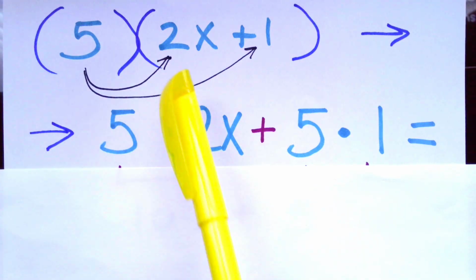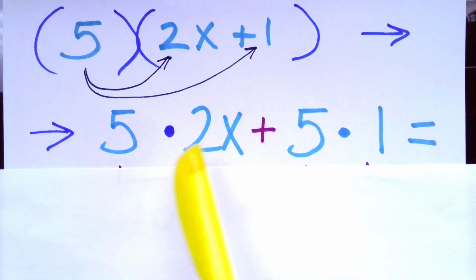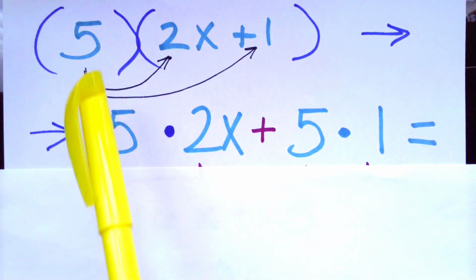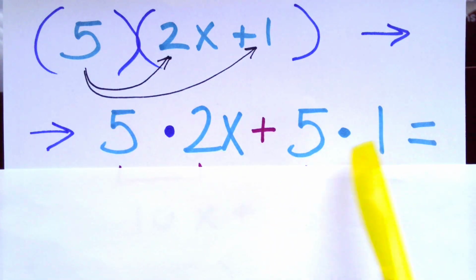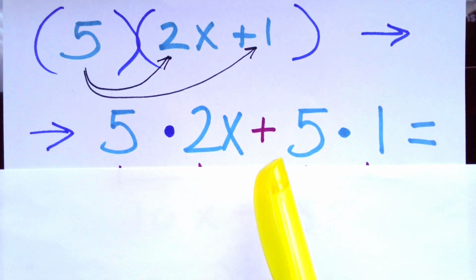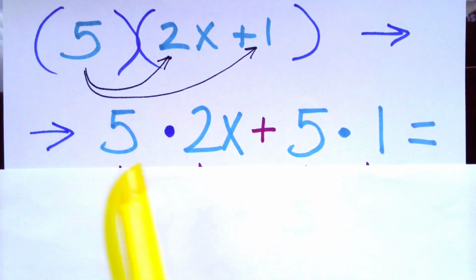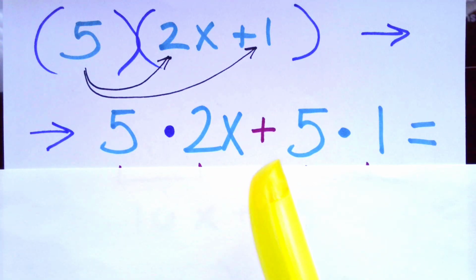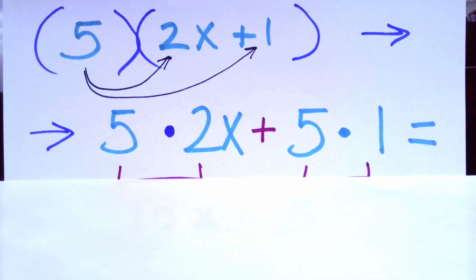So 5 times 2x, we have here 5 times 2x plus 5 times 1, which we have here. Now this brings up an important point. You can separate these operations with a plus sign. It's not going to change anything. You can add a plus sign in between any of the terms, and it's not going to change a single thing. It's only going to clarify for you.